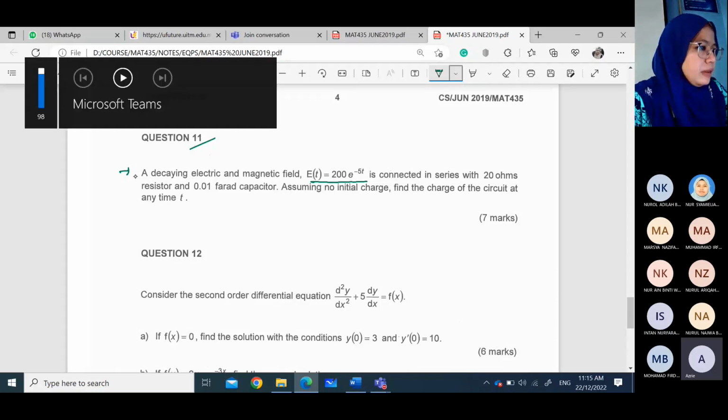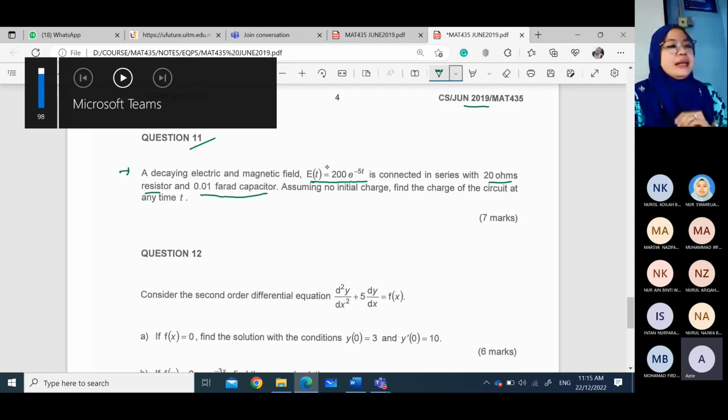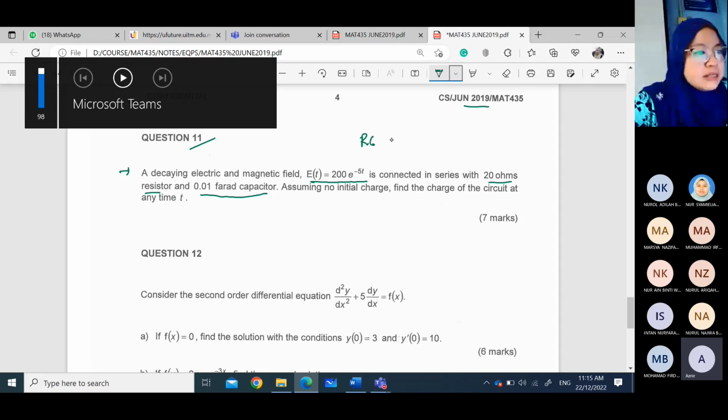Okay, alright, so next, look at this question 11. This one is a June 2019 question. A decaying electric and magnetic field is 200 exponent negative 5t. It's connected in series with a 20 ohm resistor and a 0.01 farad capacitor. Based on this statement, we identified that we have a series electric circuit connected between a resistor and a capacitor, which is an RC electric circuit.